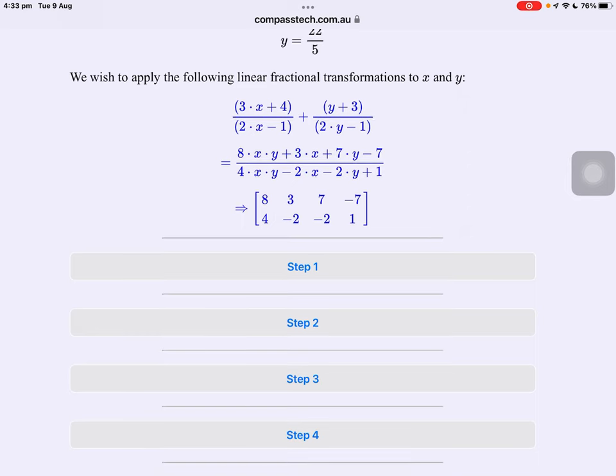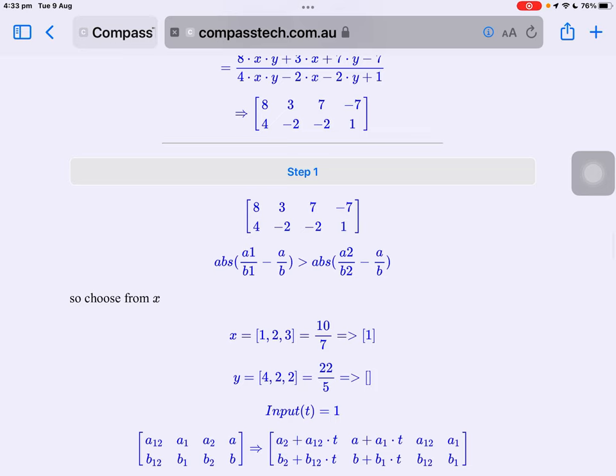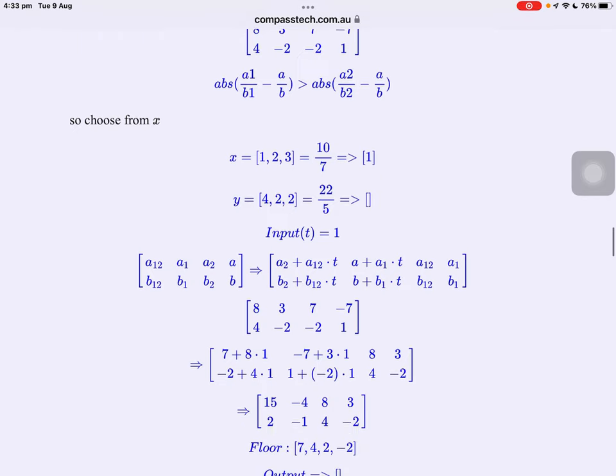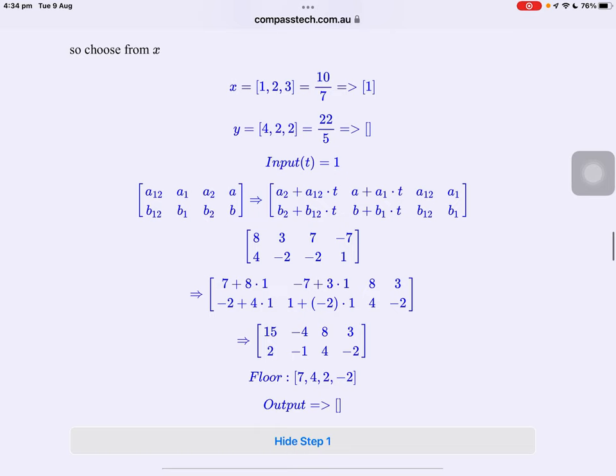Expanding gives us that fraction, 8xy plus 3x plus 7y minus 7 over the denominator, and you can now see how that transforms directly to our 2x4 matrix. So the 2x4 matrix carries the arithmetic operations, plus, minus, times and divide, that we want to apply to our x and y terms. Step 1. We check out the matrix, decide that the absolute value of the differences, the A1s are greater than the A2s, so I choose from x. X is the continued fraction 1, 2, 3, and I choose the first term as a 1. So input t is 1.